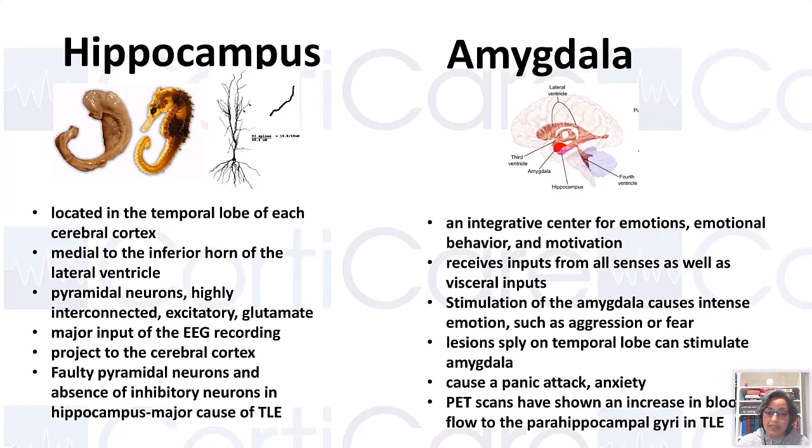Another structure, the amygdala, is an integrative center for emotions and motivation. And this center receives signals from all the senses and from the visceral areas.